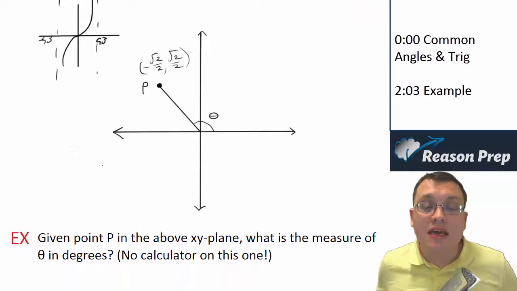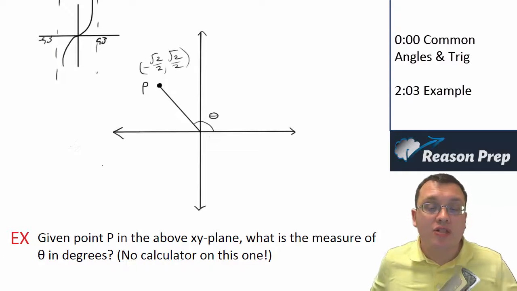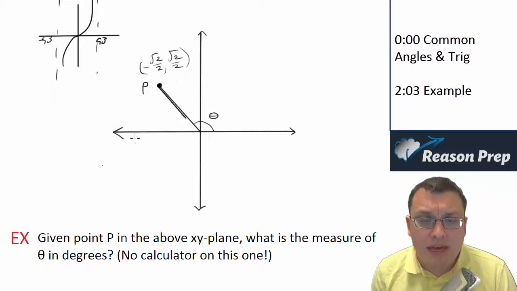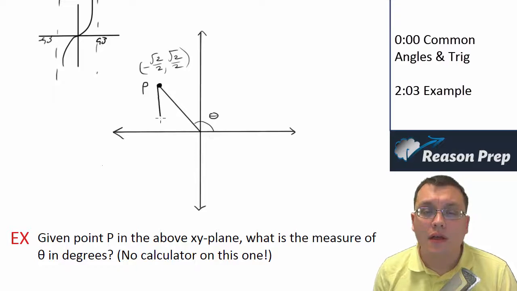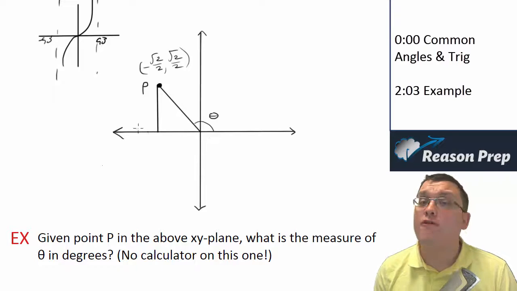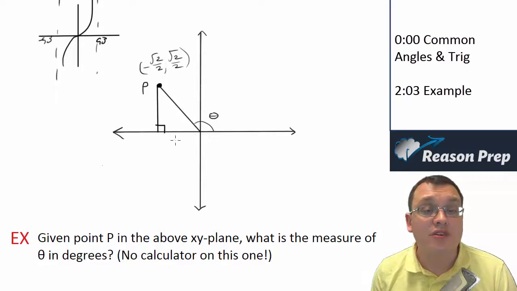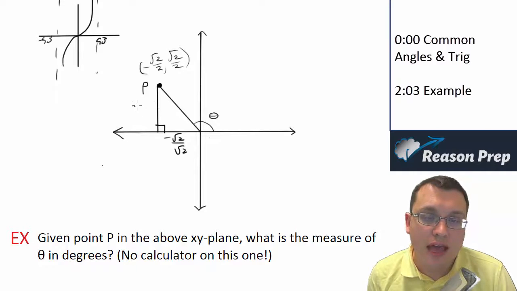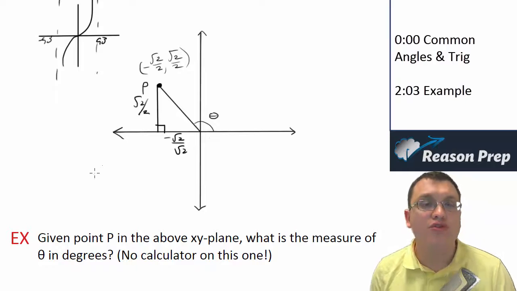Given point P in the above xy plane, what is the measure of theta in degrees? So no calculator allowed in this one. What I would do is drop a perpendicular like so, and it forms a right triangle. Now this right triangle is going to have side lengths according to these points. So it's going to have one side which is negative radical 2 over 2 to the left, and radical 2 over 2 to the right.